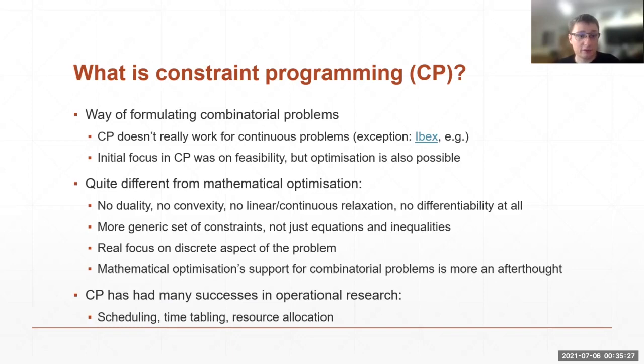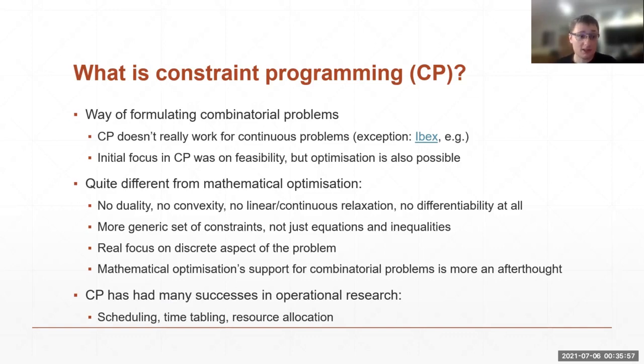Constraint programming is quite different from mathematical optimization. For example, you have no duality, no convexity, no linear or continuous relaxation, no differentiability. Really, you're focusing on the discrete aspects of your problem, and everything that reminds you of continuity is removed. On the other hand, what you have as constraints is not just a set of equations and inequalities, but much more generic sets, and I will speak about them later.